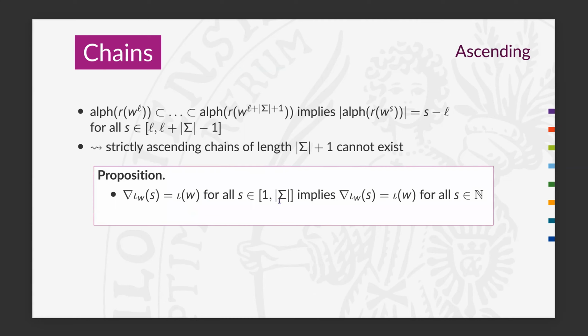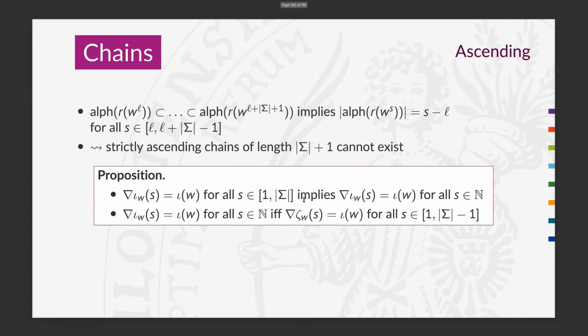If the gross is iota, then it is iota everywhere. So if it's iota in this interval up to the cardinality of sigma, then it's everywhere iota of w. And this means that we have an equivalence between the gross being only this iota, and the gross of the circular universality also being iota of the smaller alphabet, on the smaller interval.